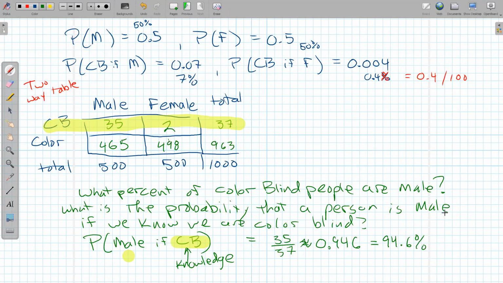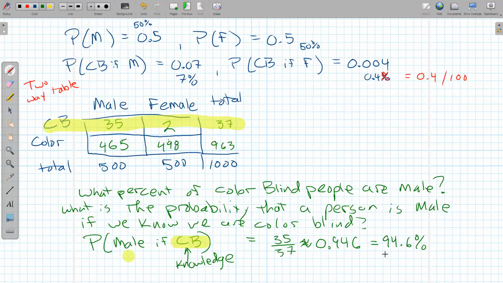So there's a 94.6% chance that if you have a group of colorblind people randomly selected, one of them is male. So most colorblind people are male, very few are female, right? And we kind of get that idea up there. Notice that's pretty different than up here, right? 7% of males are colorblind, but 94.6% of colorblind people are male.